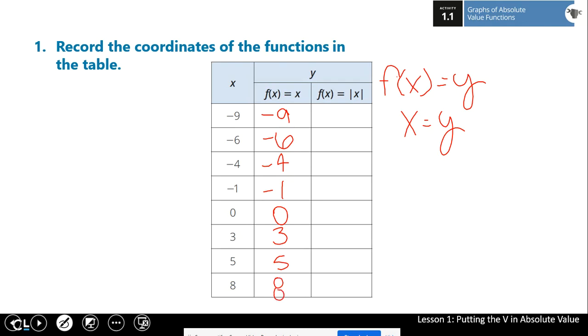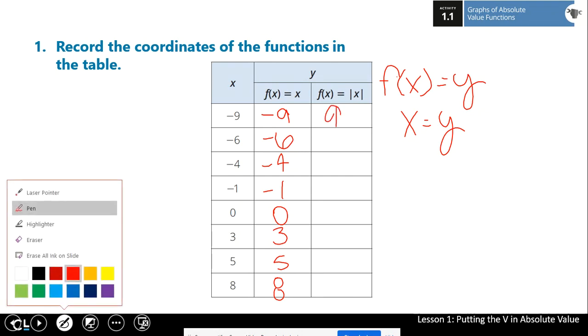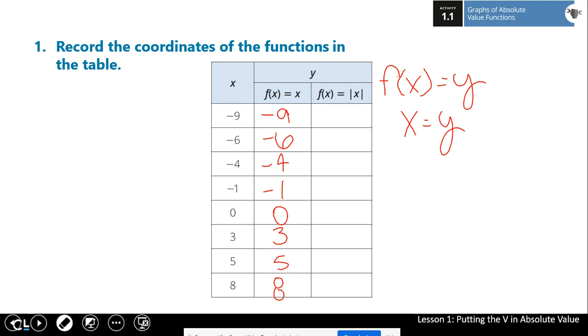And then on the final column, we're doing f of x equals the absolute value of x. So we will have +9. Here, I'll even write that in there, which we did in class today. So we are completing the absolute value of -9, which gives us +9. And if you need to write that all the way down, go for it. 6, 4, 1, 0, 3, 5, and 8.